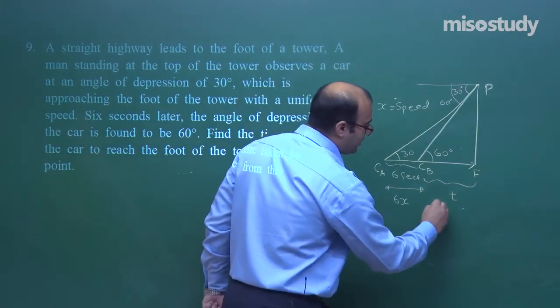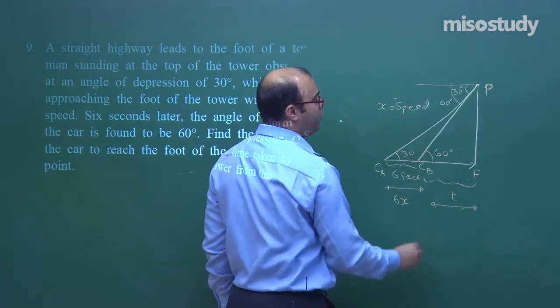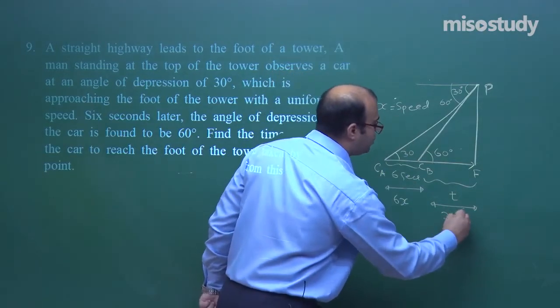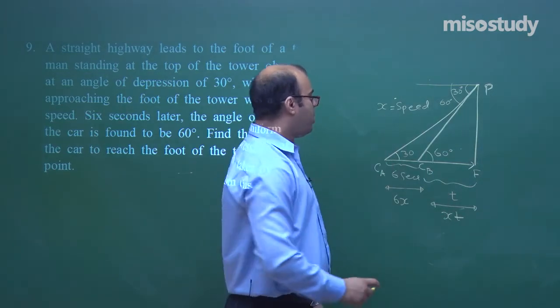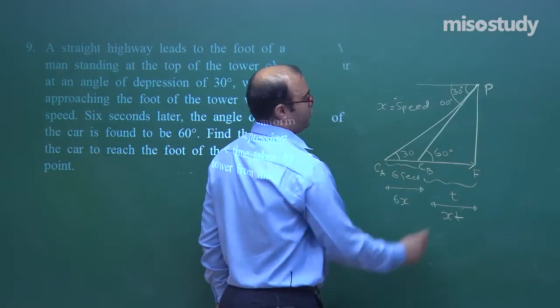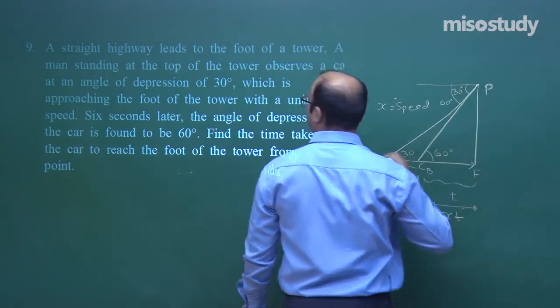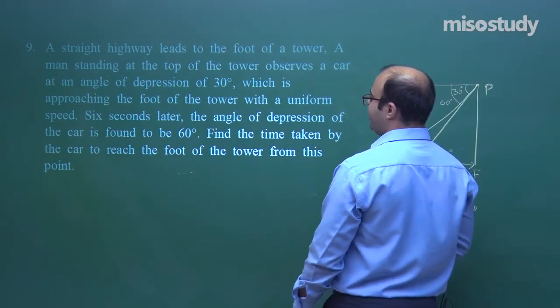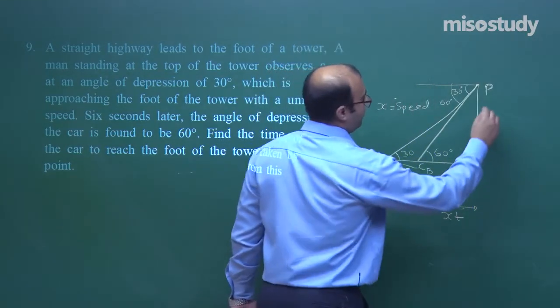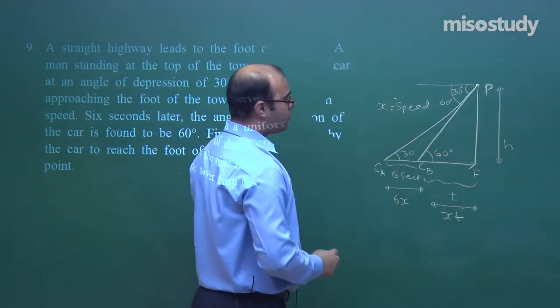Similarly, the distance travelled from here to the foot of the tower with the same speed will take t time, so x into t is the distance, where t is the time and x is the speed. So we know this distance, we know this distance. Let us take this triangle. Let us suppose this height is y, which is actually given to us, I think. No, it is not given to us. No problem. This height is h, which we have.